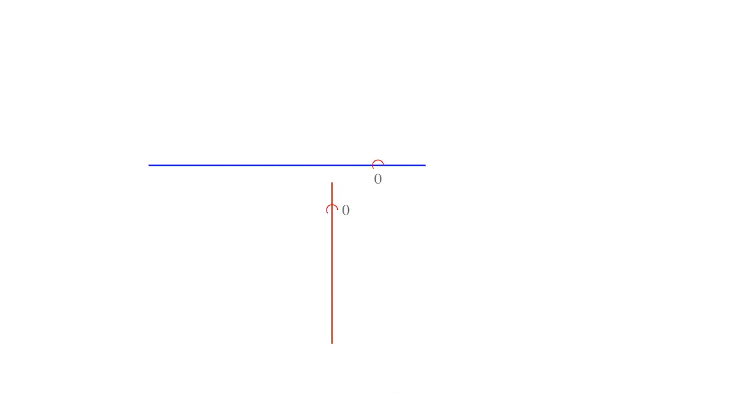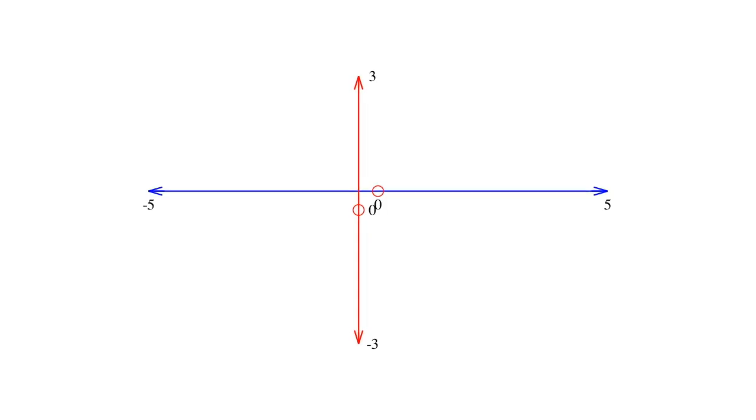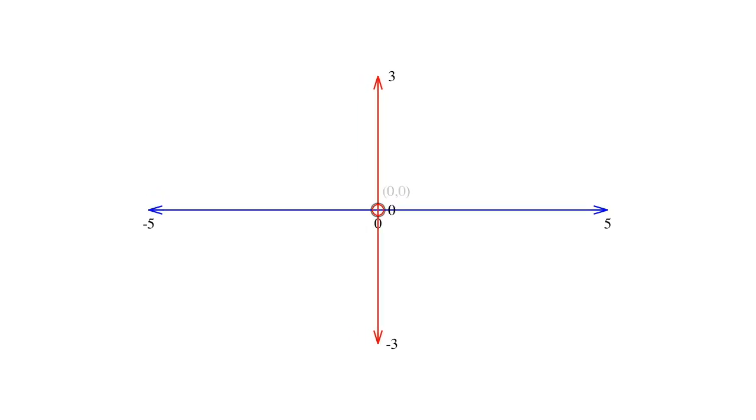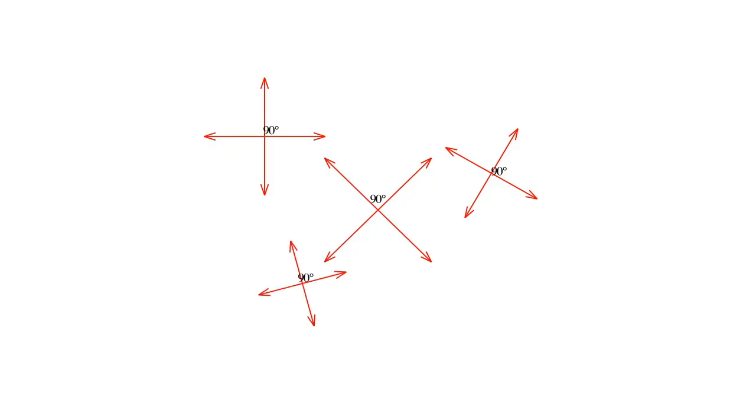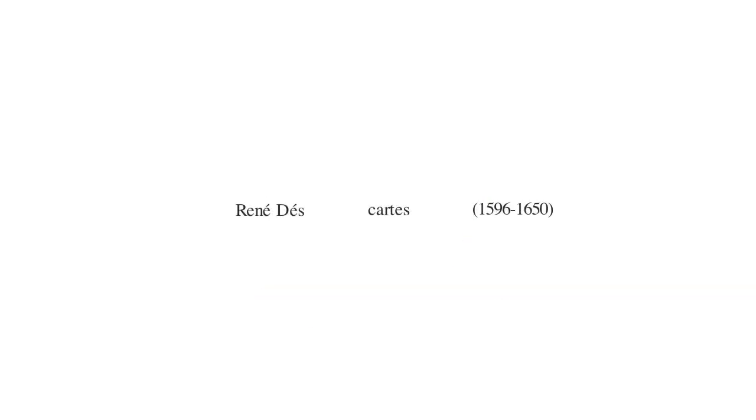If you make 2 perpendicular number lines and make the zeros overlap, you get what we call a Cartesian plane. This plane can have any orientation. This idea came from René Descartes. That is where the name Cartesian comes from.